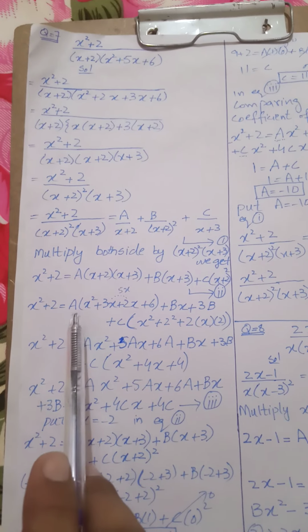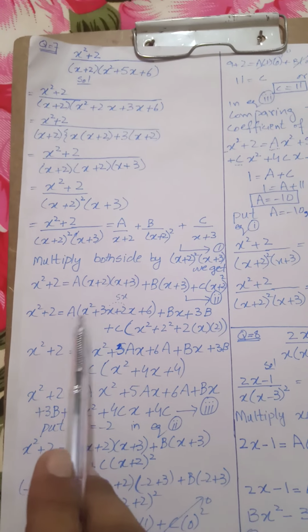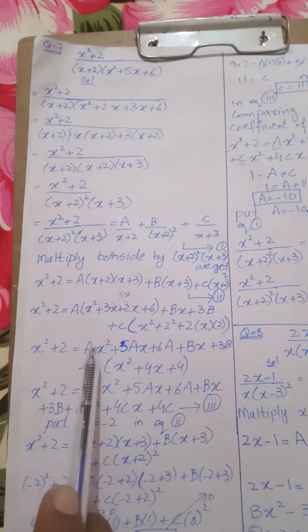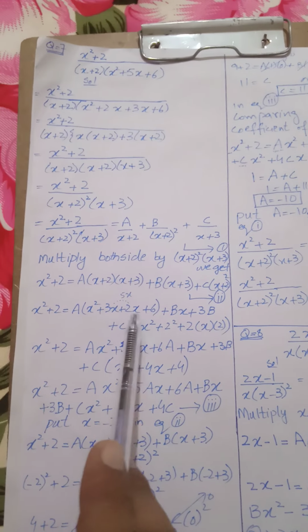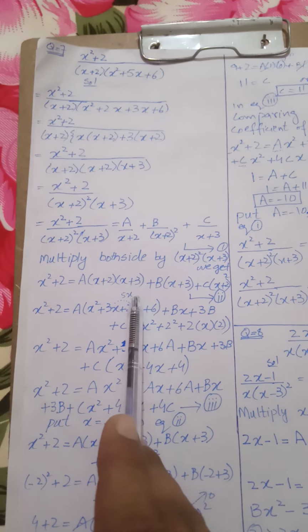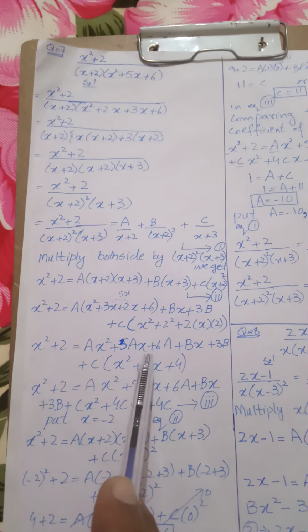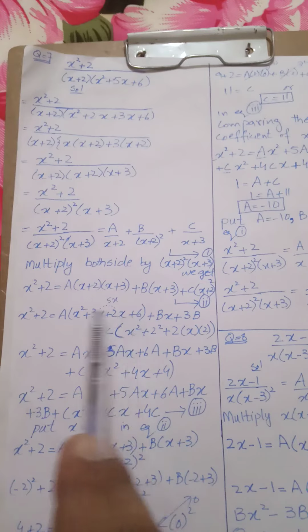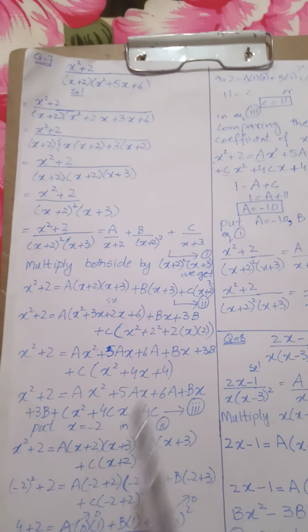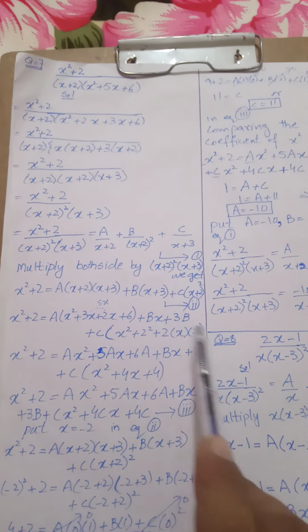Here we multiply these two values, so this will be ax square, and 3x plus 2x gives us 5x. When we multiply with a, this will be 5ax plus 6a, and this will be bx plus 3b.